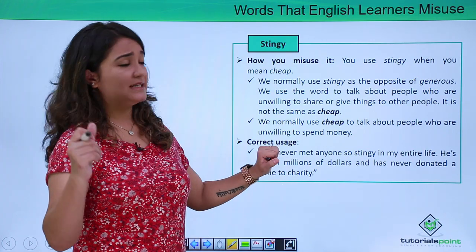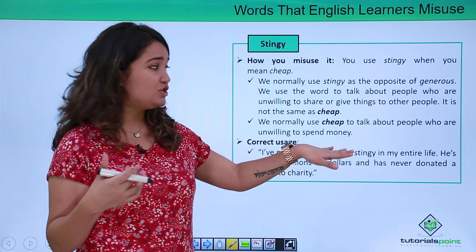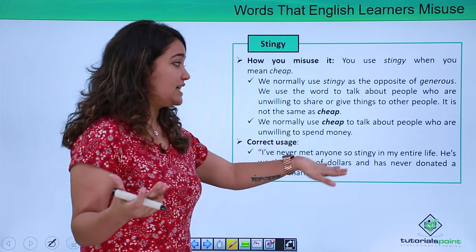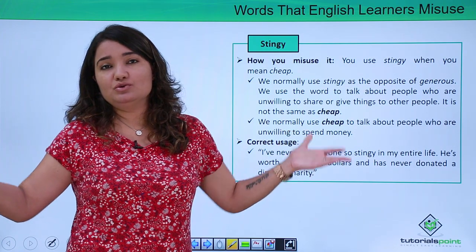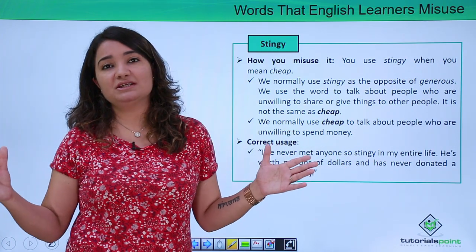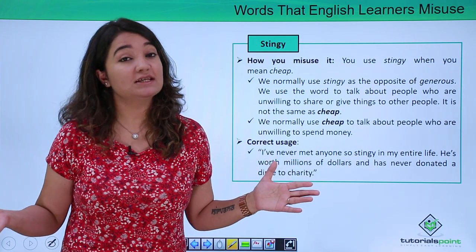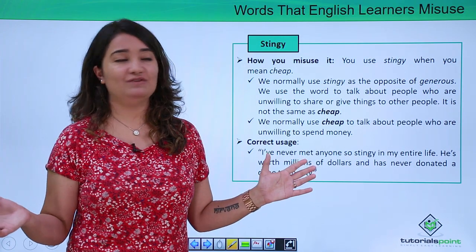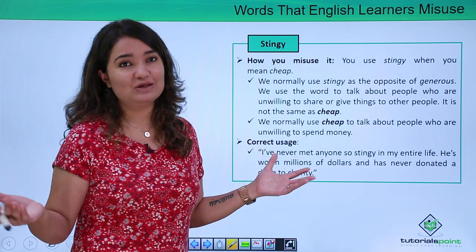So let's look at an example. I have never met anybody so stingy in my life. He's worth $1 million, but has never donated a dime to charity. Such a person who is completely opposite to generous is referred to as stingy, but a person who just doesn't spend money is referred to as cheap. So I'm sure now the difference is clear to you all.